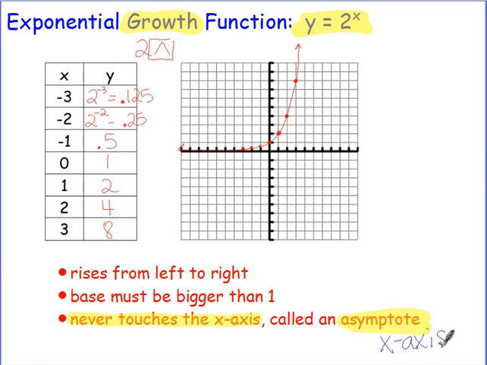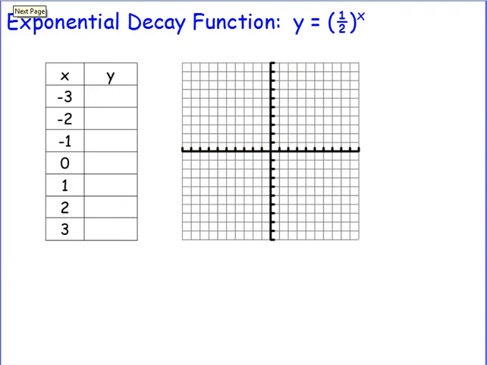Now, we're going to look at a new function. Our new function is called an exponential decay function, and this is the equation that we are going to be graphing. So we're going to start this one the exact same way that we just started the other one. We're going to make our little table of values. So let's look at this first number. Same 7 numbers.